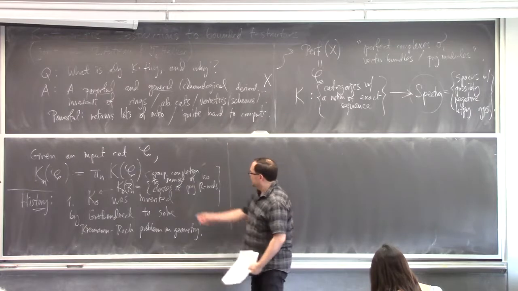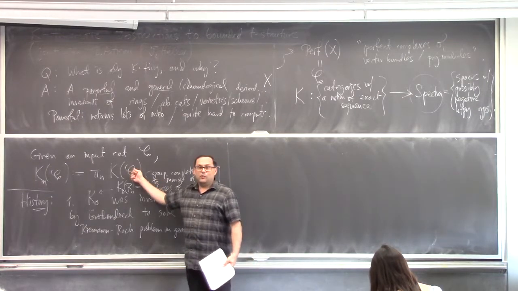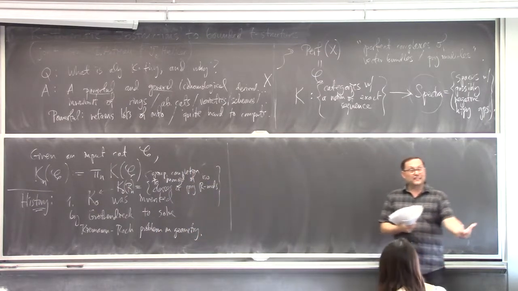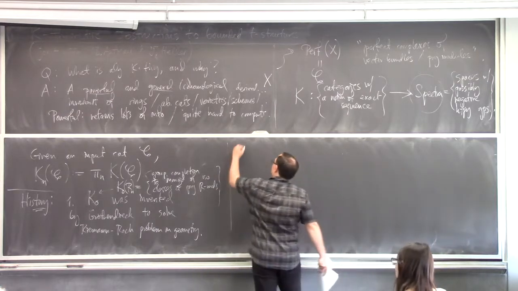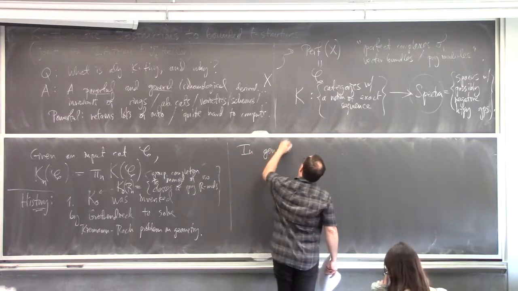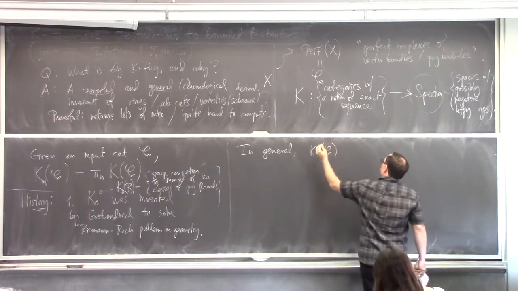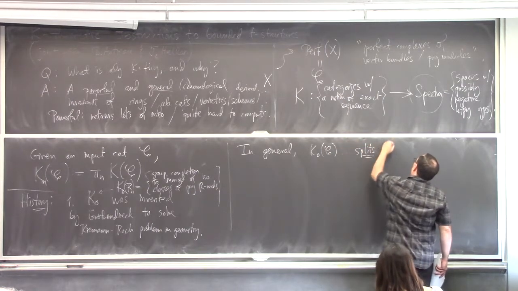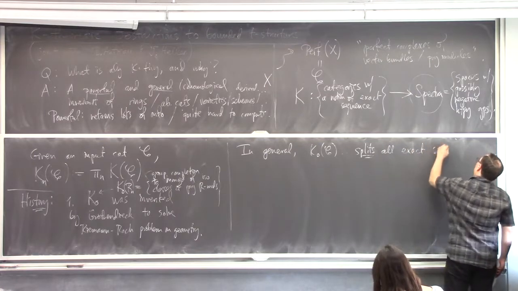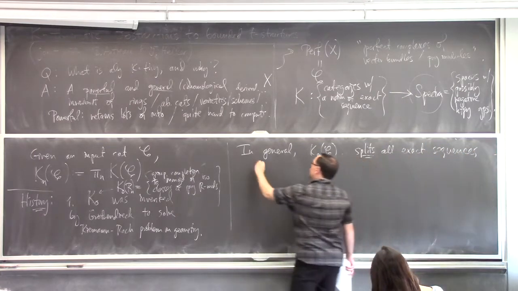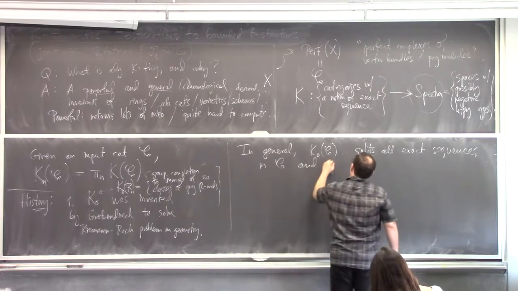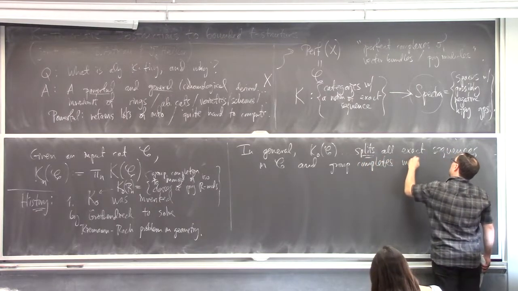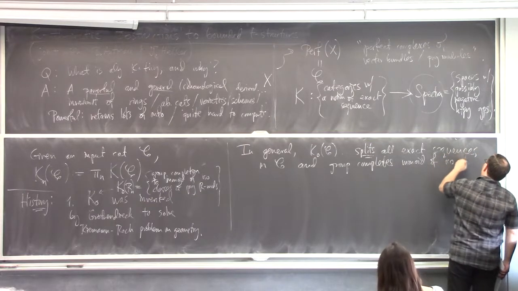In this case, because I have projective R modules, my category is the category of projective R modules. There aren't any non-split exact sequences. But in general, K0 of C does two things. It splits all the exact sequences in C and group completes the monoid of isoclasses of objects.